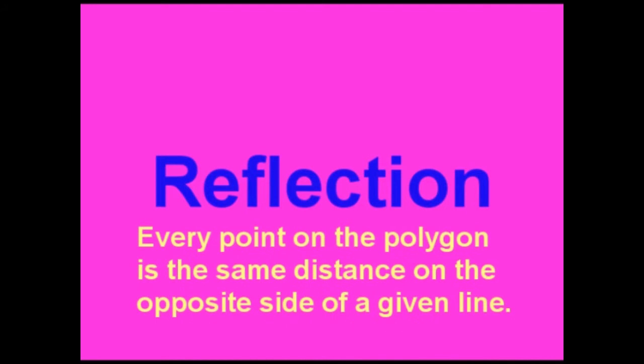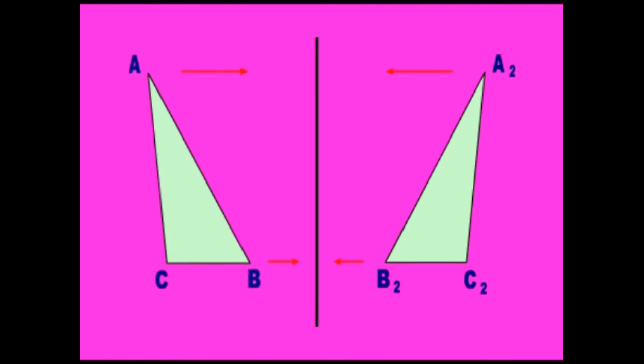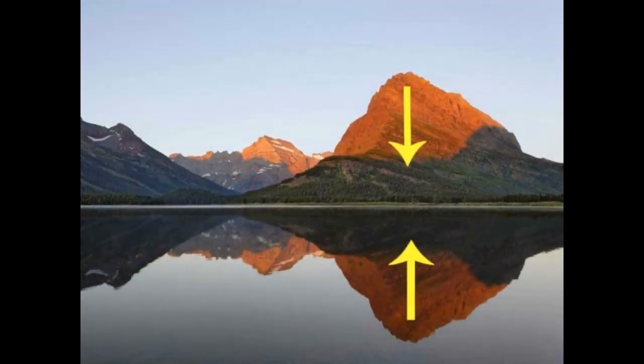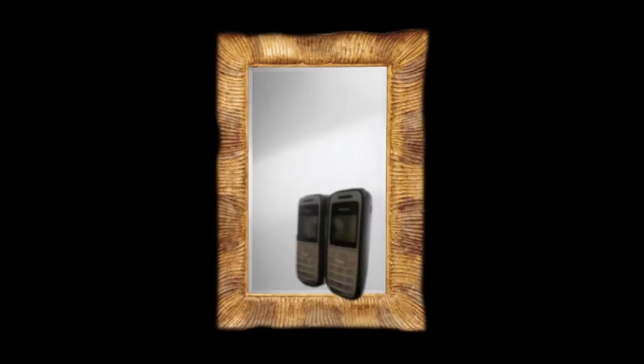Reflection is when a figure is moved to the other side of a line and its points are still the same distance from the line as the original polygon. If you draw a polygon and then a line and flip the polygon over the line, the points will be the same distance from the line on both sides. It's kind of like looking at a mountain through a lake, or holding an item like your cell phone up to a mirror.